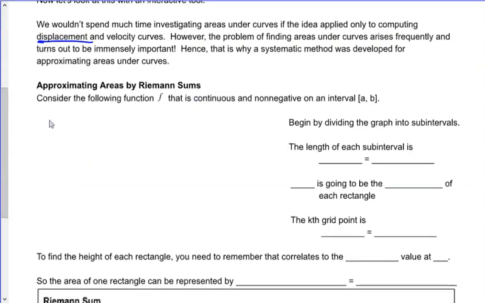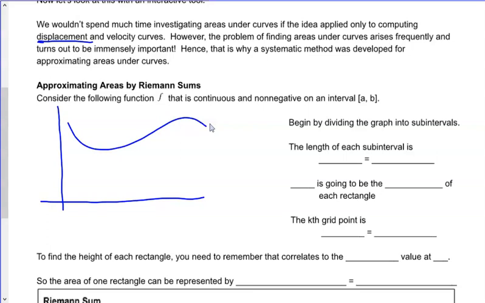Now, consider that we have a curve. I just have some curve that goes like this. Now it's not that constant velocity function. And I have an interval from a to b. I want to find the area under this curve. We're going to call that region R.